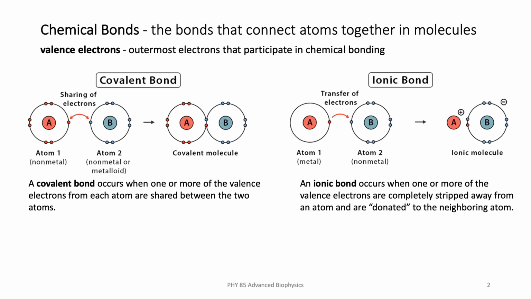A chemical bond between two atoms always involves one or more of the outer electrons of the atoms. These outermost electrons that participate in chemical bonding are called valence electrons. There are two main types of chemical bonds. A covalent bond occurs when one or more of the valence electrons from each atom are shared between the two atoms, while an ionic bond occurs when one or more of the valence electrons are completely stripped away from an atom and are donated to the neighboring atom.